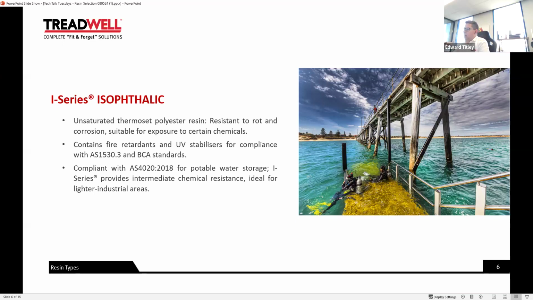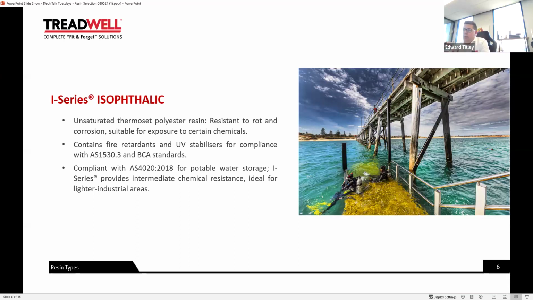As do all our X-series resins, so the I-series, the V-series, the P-series, they all contain fire retardants and UV stabilizers. These are additives to the base resin to provide us a fire performance according to the BCA standards, as required for some applications, not all, obviously, depending on the actual use case of the product, and also AS 1530 Part 3 and some site-specific standards that we might encounter from time to time.